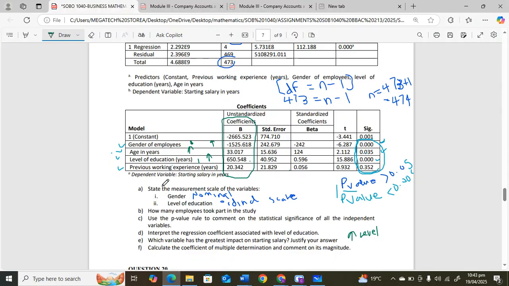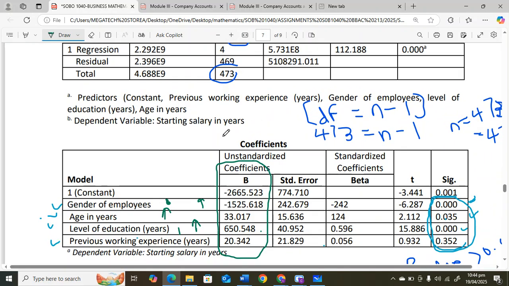The question is for gender of employees. According to this model, if you increase the gender of employees by 1 unit, it means salary is going down by negative 1,525. So he says, sir, can we get a clear picture on that? Even here for aging years. Yeah, question 19.